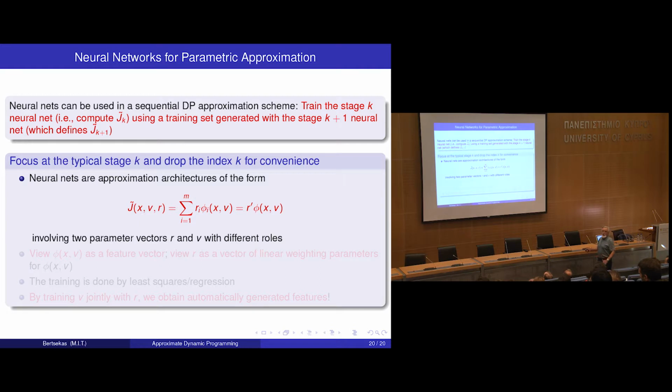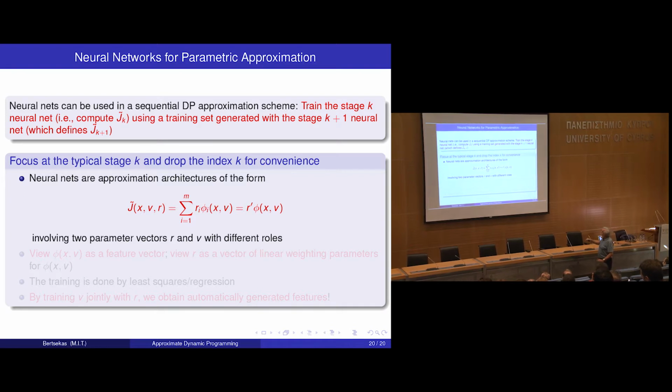And what is a neural network? Well, you can view it as an approximation architecture that looks linear, but it involves two parameters. It involves a parameter vector r that weighs linearly something that looks like features, but the features themselves depend on a parameter vector v. So in this approximation architecture, there are two parameter vectors with different roles.